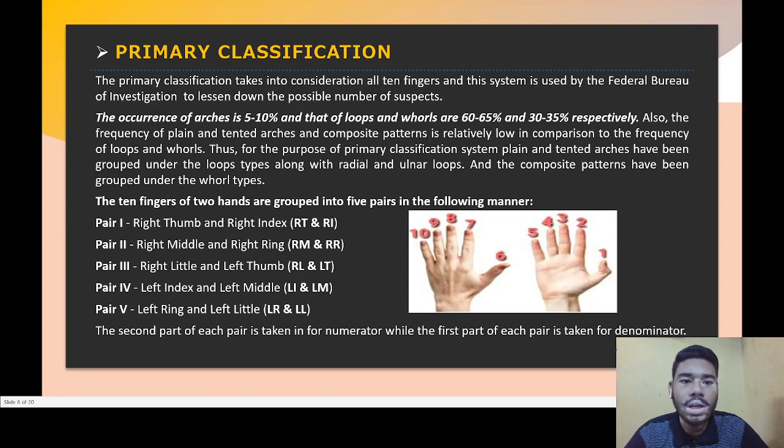Primary classification. Primary classification takes into consideration all 10 fingers. This system is used by the FBI to minimize the number of possible suspects. The 10 fingers of two hands are grouped into 5 pairs in the following manner. The second part of each pair is taken as the numerator, while the first part of each pair is taken as the denominator.